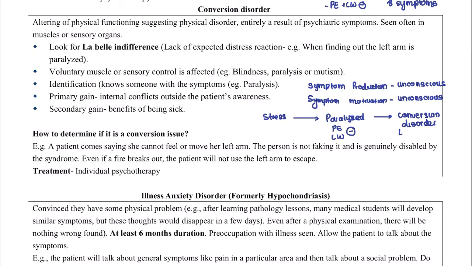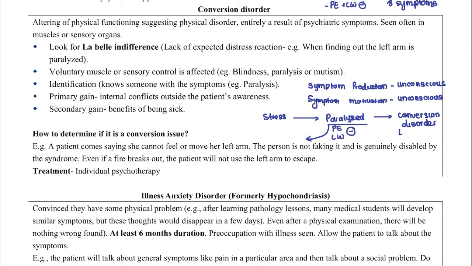By being paralyzed, it will reduce the stress. And the secondary gain is for the person, because there will be a lot of sympathy, the benefits of being sick. And usually these symptoms manifest if the person has already seen someone who is actually paralyzed from another disease. They will know how to manifest the symptoms. They will not be doing it consciously, but the brain knows.